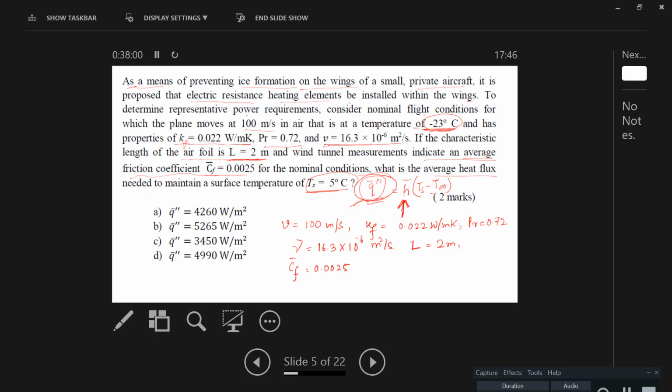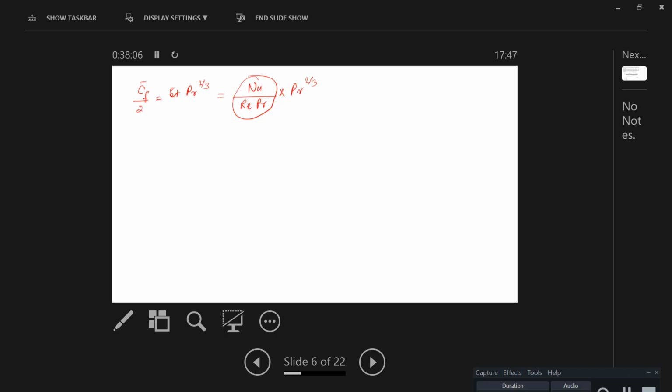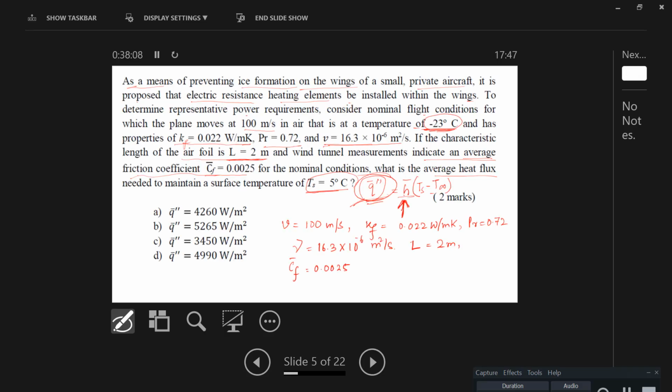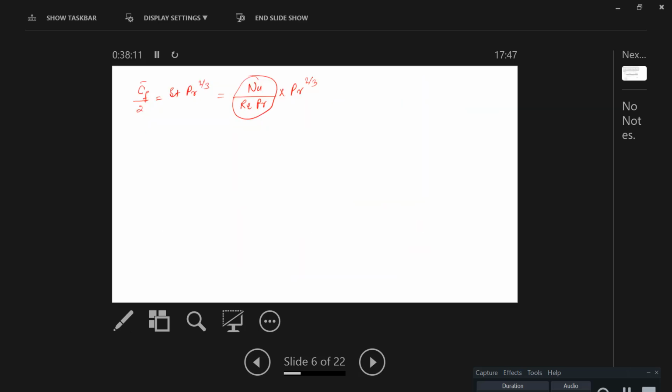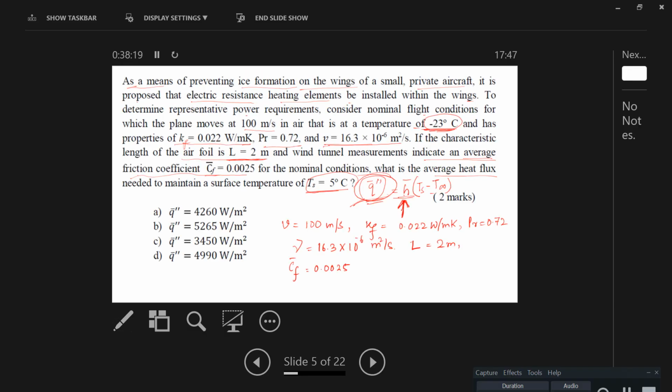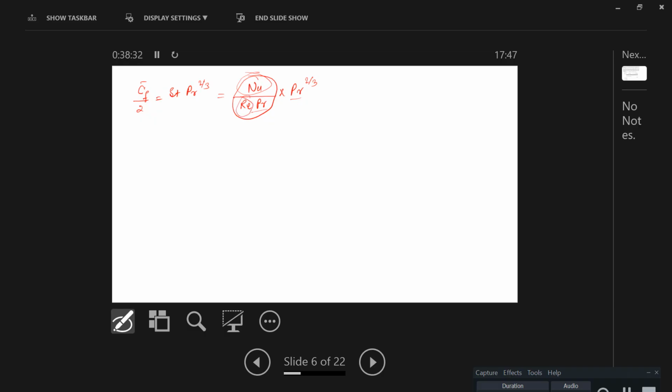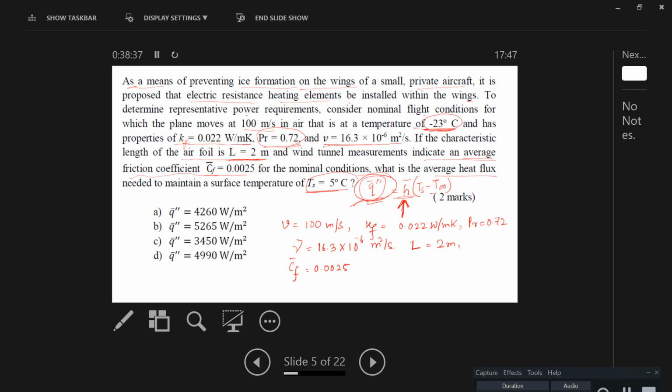Now from here, how can you calculate this H? Again, it's the same thing. From the Nusselt number, you get the H. So Pr is already constant. It is a specific property of the fluid. So Pr is already given as 0.72. Then what else do you require here is the Reynolds number.